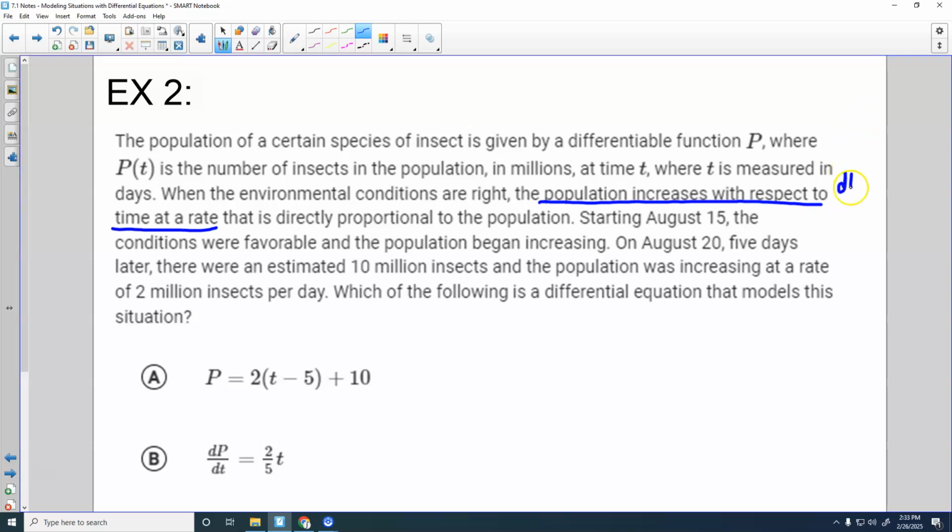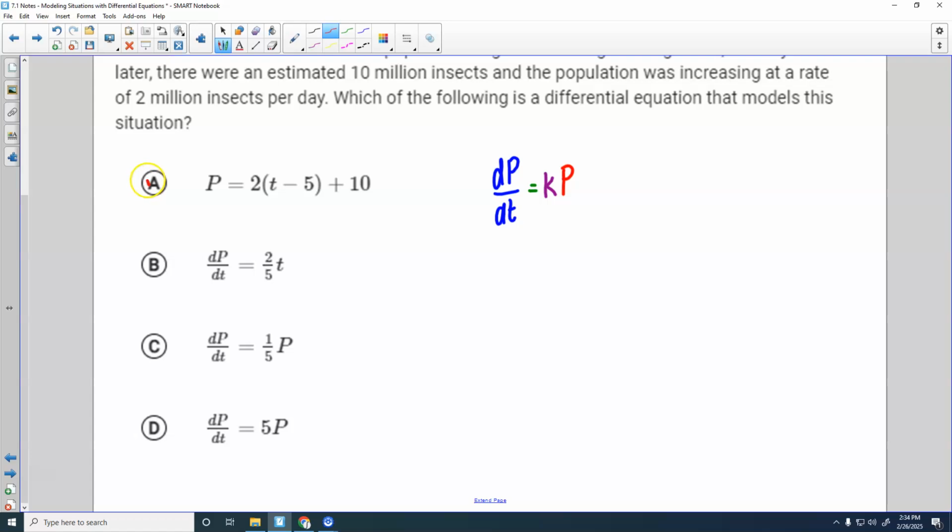That is dP/dt. So dP/dt. And we know that it is the dP/dt and not just P because it's a rate there. And we see "is", what do we write for "is"? That's our equal sign. We see directly proportional to, what do we write for that? K. That's our constant of proportionality right there. And it's directly proportional to the population. What do we write for that? That is P.